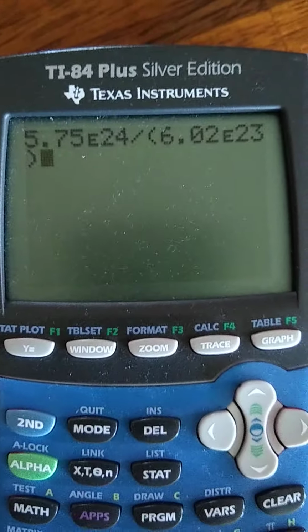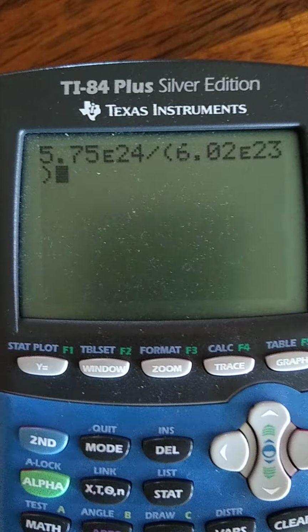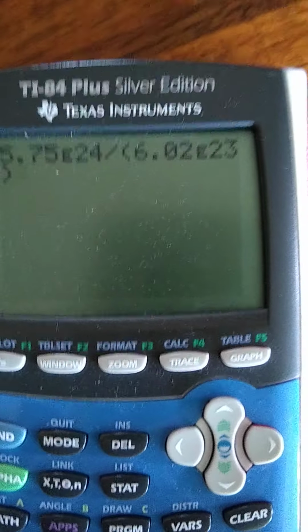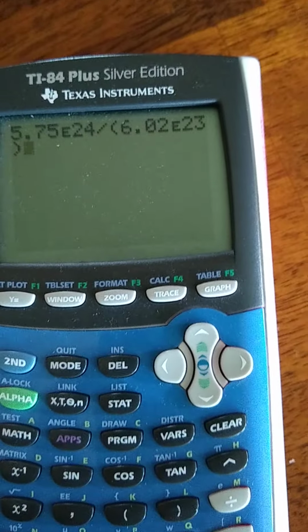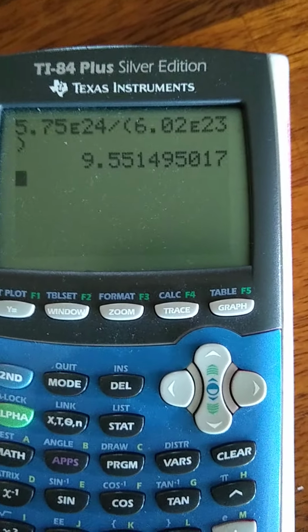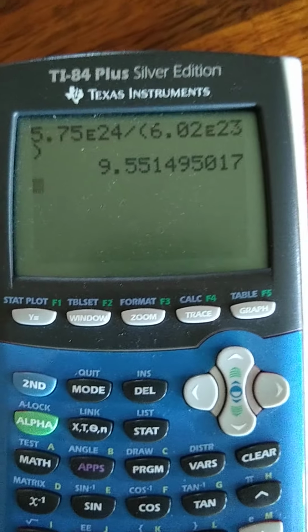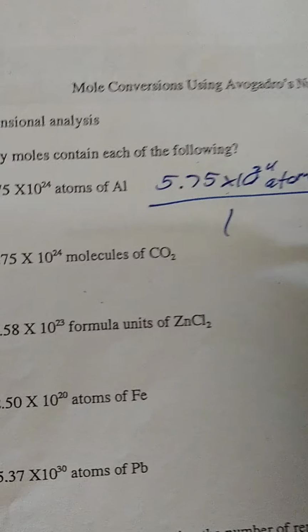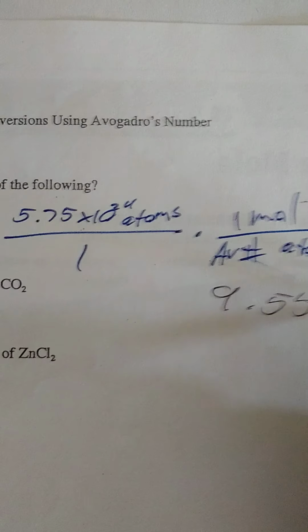So there you have it, 5.75 times 10 to the 24 divided by, in parentheses, 6.02 times 10 to the 23rd. I hit equals, and I get 9.55, and then a whole bunch more numbers, and I'll just round it to 9.55. So I'm going to write that down right here, 9.55. There's my answer, and the answer would be moles.